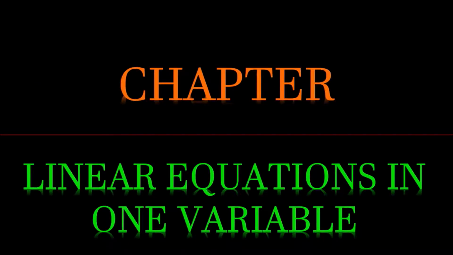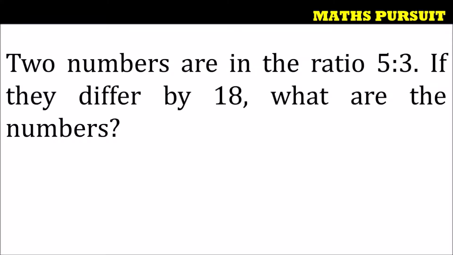Today we will look into the questions from the chapter called Linear Equations in One Variable. The given question is: two numbers are in the ratio 5:3. If they differ by 18, what are the numbers? So guys, let us see how we can answer this question.